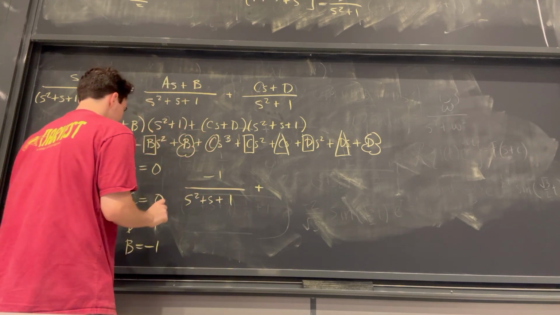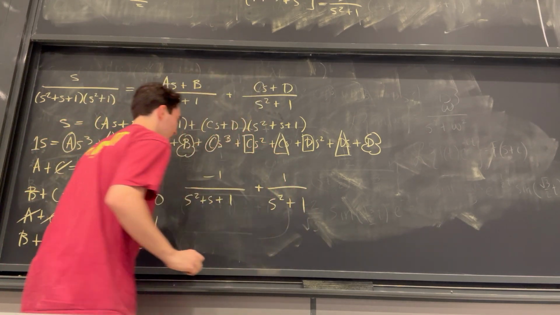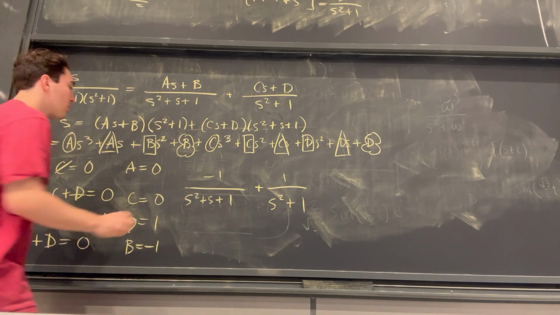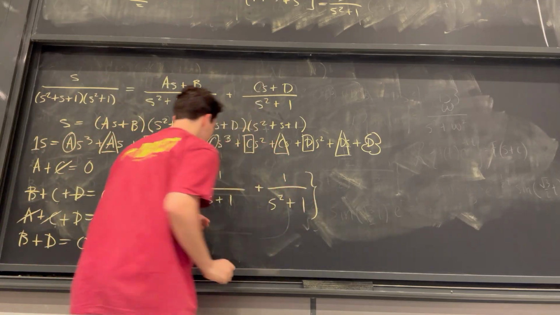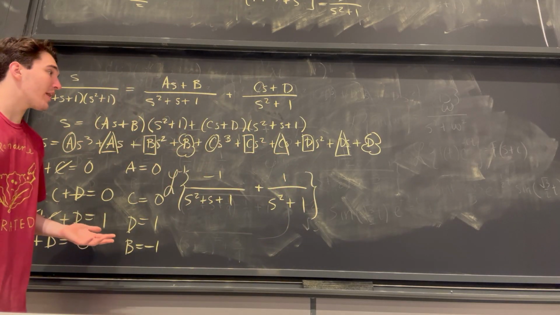And then cs plus d, which is going to be just 1 all over s squared plus 1. Perfect. This is my fractional decomposition. I'm almost ready to take the inverse Laplace transform of this, but I just have to manipulate this one more time, and I'm going to do that by completing the square.